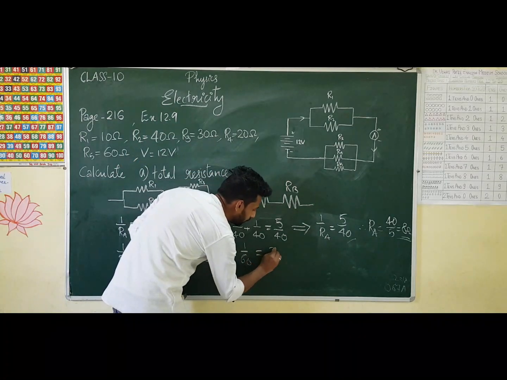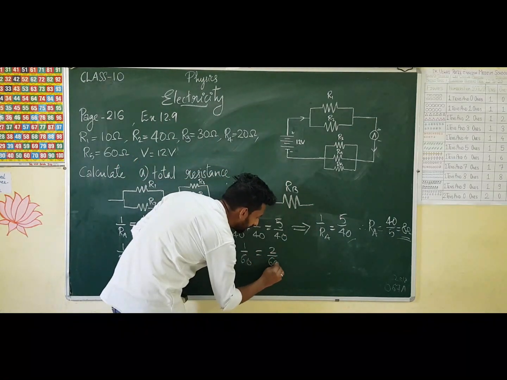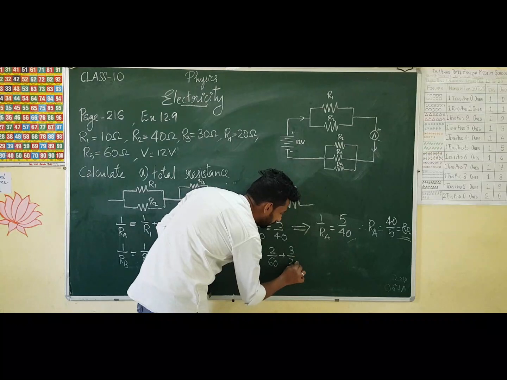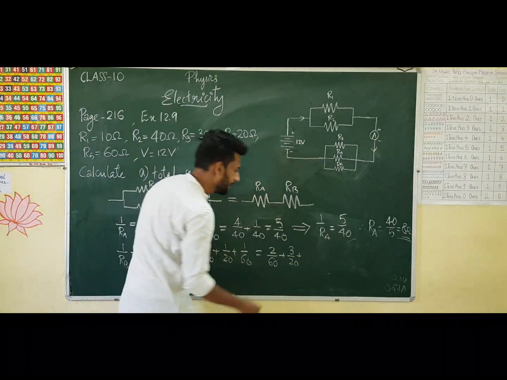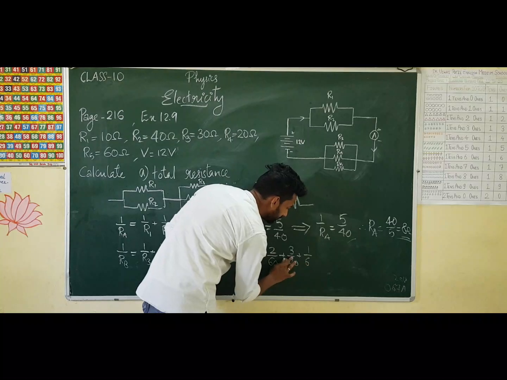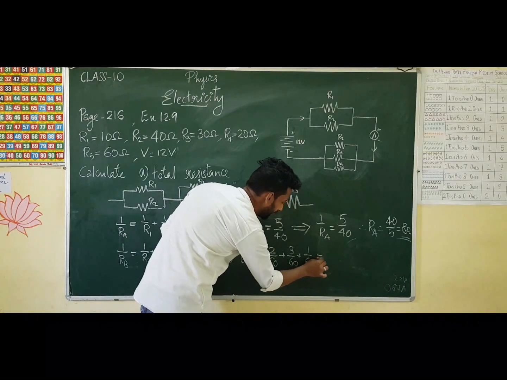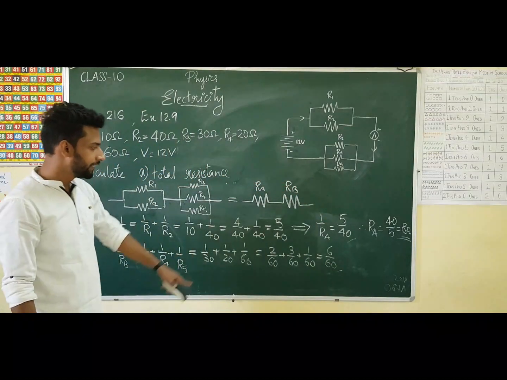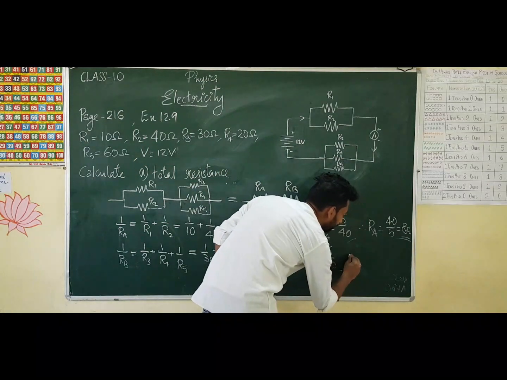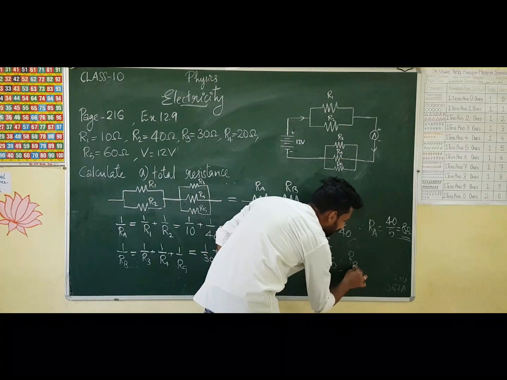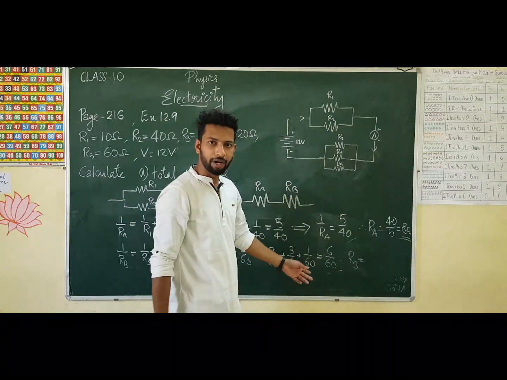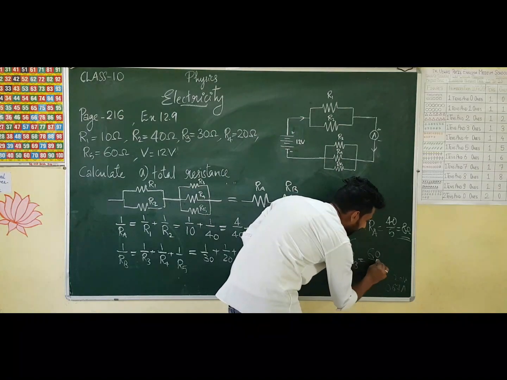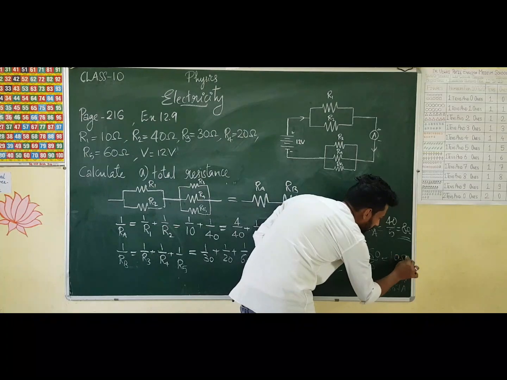So we can write 2 by 60 plus 3 by 60 plus, here also 60, 1 by 60. With LCM 60, that is 6 by 60. So we got 1 by RB equal to 6 by 60. Therefore RB equal to the reciprocal of this. So what will be RB? RB equal to the reverse of this one, 60 by 6, that is equal to 10 ohm.